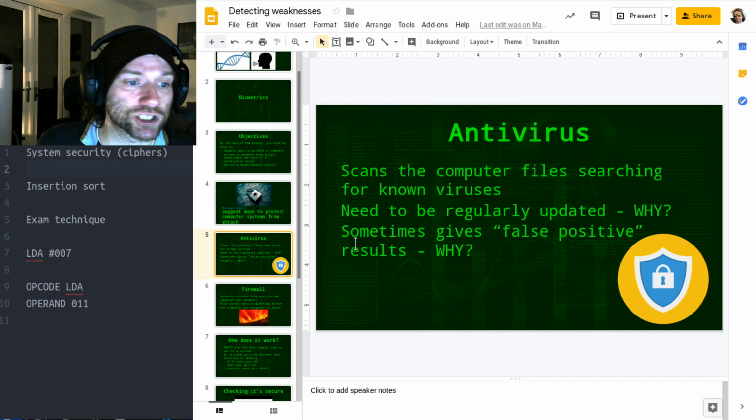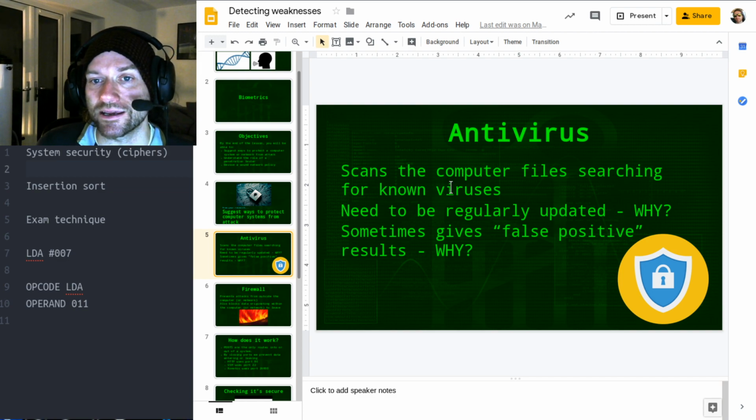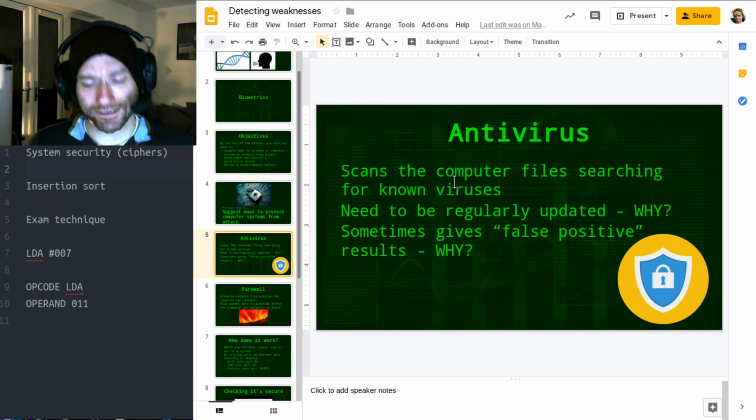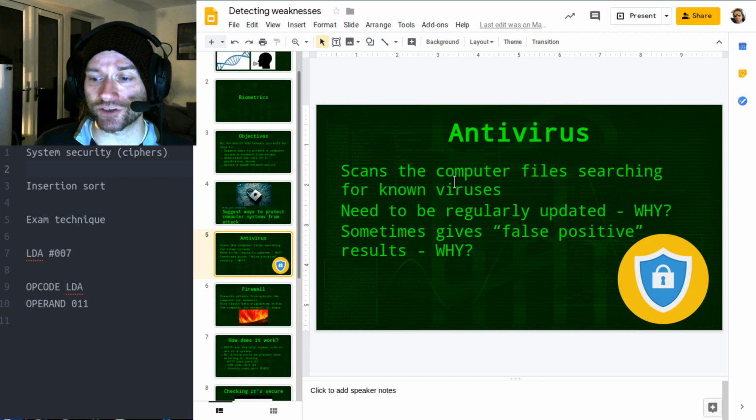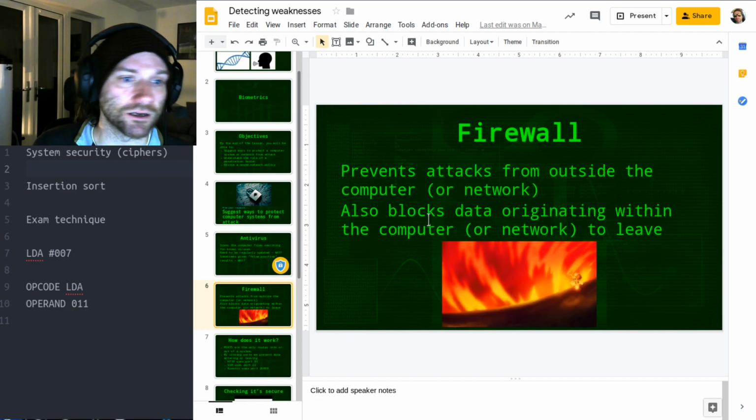You need to make sure that your antivirus is regularly updated, though, because new viruses are coming out all the time, and if your antivirus software is not up to date, then said viruses may get onto your computer. Okay? Boom. Next up, firewall.